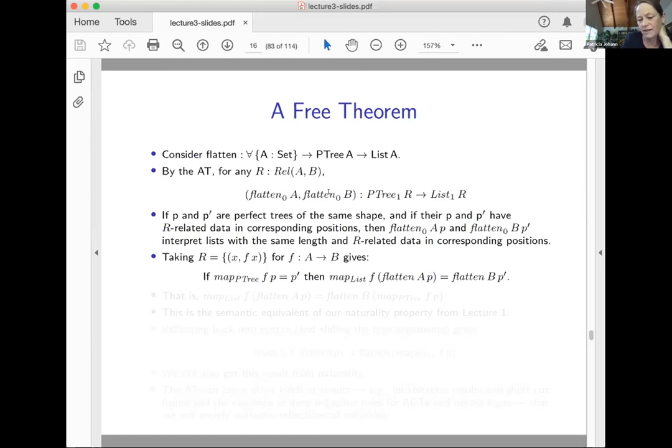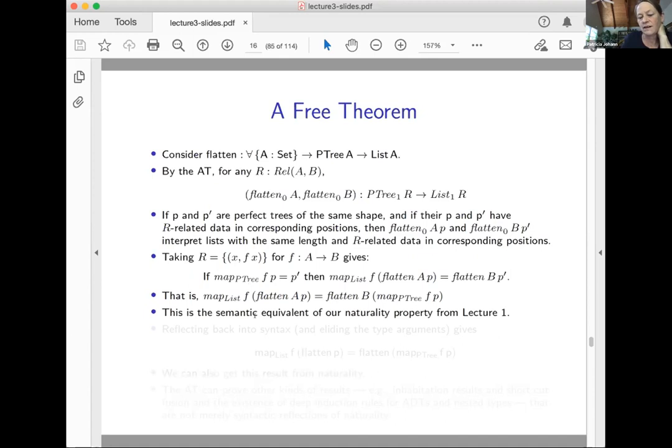Okay. So another way to see that is to inline this P prime. Well, it's map f P. So the left side is still exactly this, and the right side looks exactly like this. And notice that this is exactly the semantic equivalent of that naturality property that we had from lecture one, right? We said that if you want to map a function across a perfect tree and then flatten it into a list, that's the same thing as if you were to flatten the tree first and then map the function. Okay, so this is the theorem that we saw the syntactic equivalent of in lecture one.